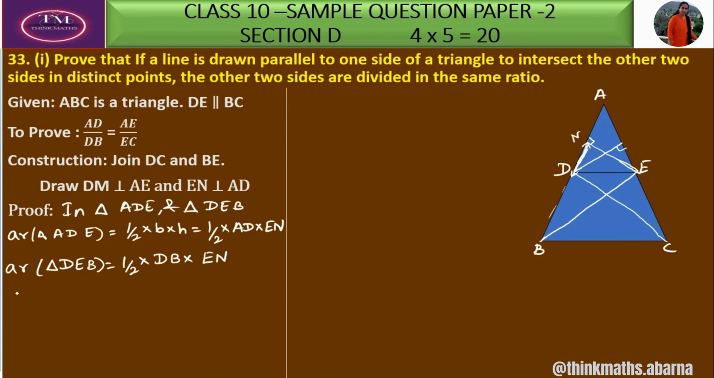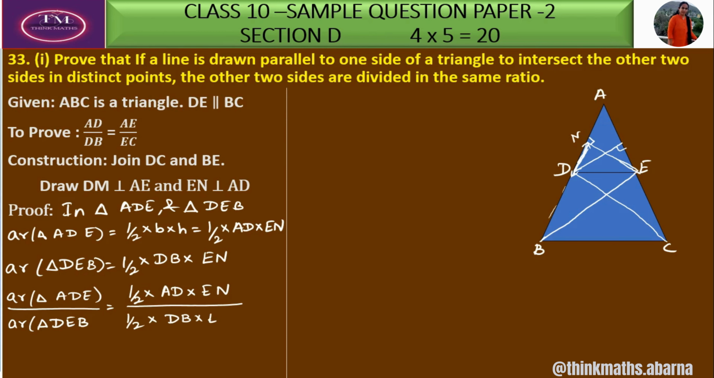Okay. Now I am going to divide both. So area of triangle ADE divided by area of triangle DEB is equal to 1 by 2 into AD into EN divided by 1 by 2 into DB into EN. Here 1 by 2 gets cancelled and EN gets cancelled. So the remaining is AD by DB. So this is the first equation.